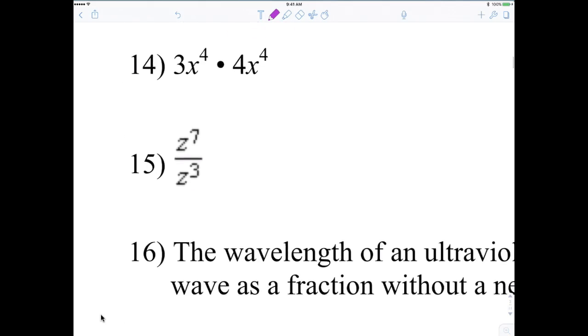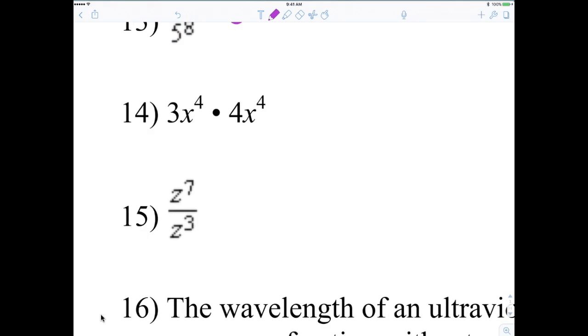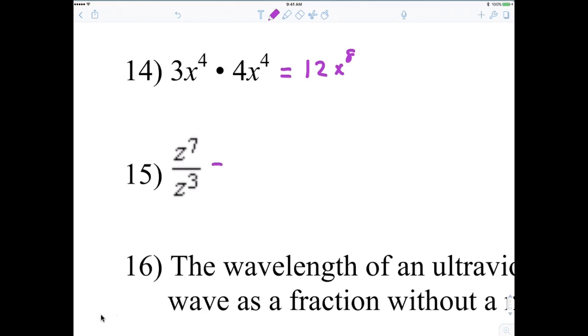Let's go ahead and do 14. All right, I want everybody to take a look at 14. All right, Madeline, what do you think? 12x. Yes, everybody okay with 12x to the 8th? Yes. 12x to the 8th power. 12x to the 8th. All right. All right, Will, what do you think 15 is? Yes, z to the 4th power. All right, again, we're dividing, we're subtracting exponents.